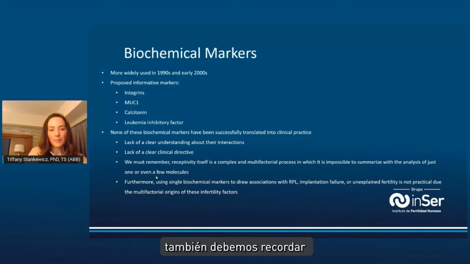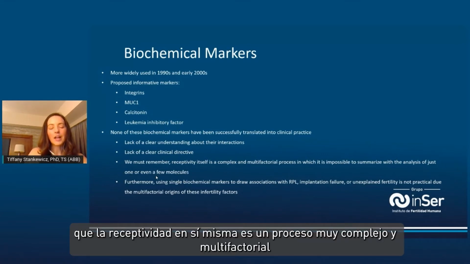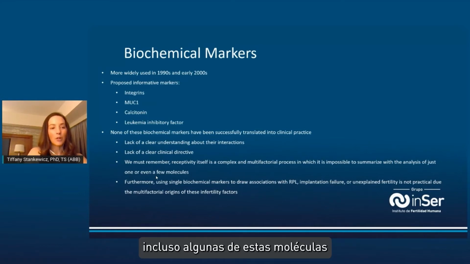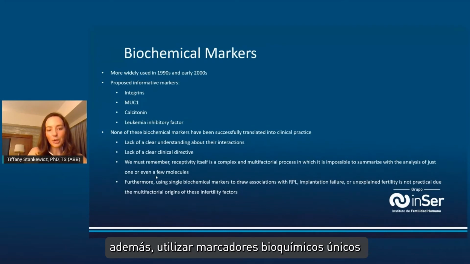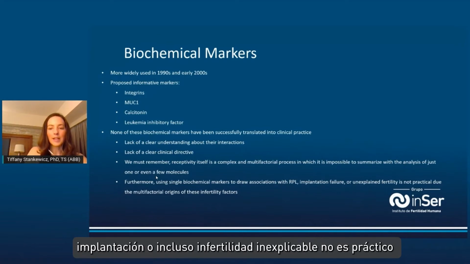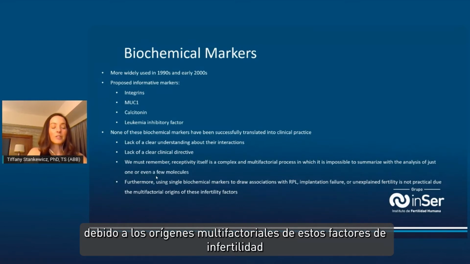We must also remember that receptivity itself is a very complex and multifactorial process which it's impossible to summarize with the analysis of just one or even a few of these molecules. Furthermore, using single biochemical markers to draw associations with recurrent pregnancy loss, implantation, or even unexplained infertility is not practical due to the multifactorial origins of these infertility factors.